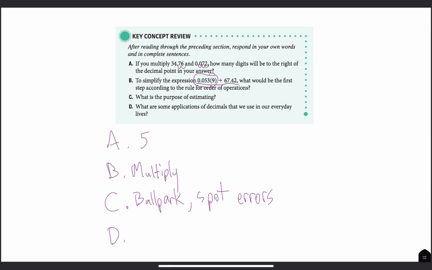D. What are some applications of decimals that we use in our everyday lives? Well, there's all sorts. When we're weighing things, we use parts, we use decimals. Another great example, though, I think that everybody's familiar with is money. And that's probably the biggest example that we have in our lives. And, of course, we use decimals in anything scientific. So those are just some of the ways we use decimals, and hopefully you've got some real-life experience to draw on in this chapter, and we'll see you in 5.4.